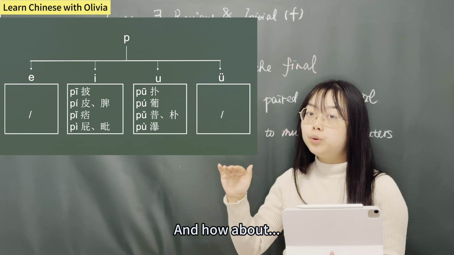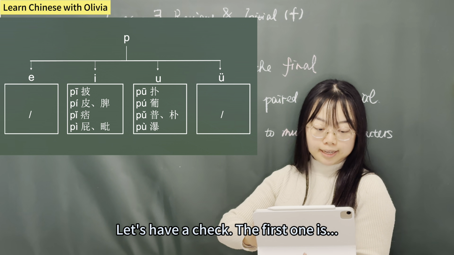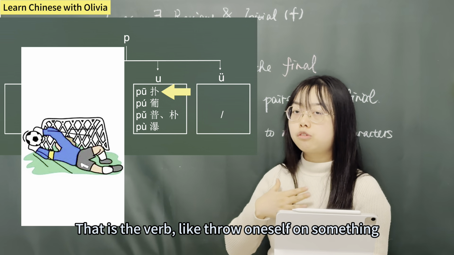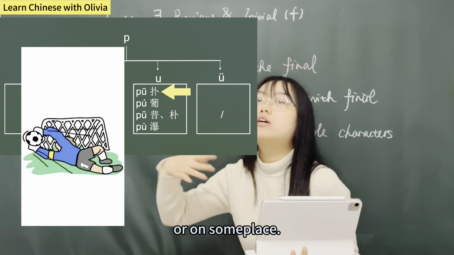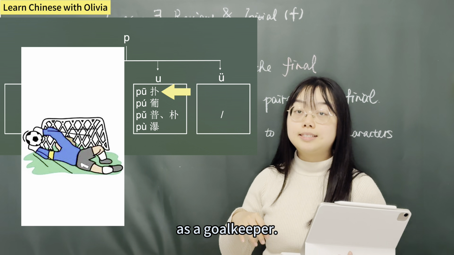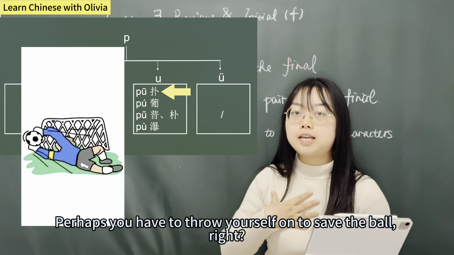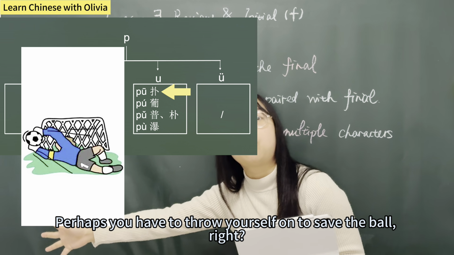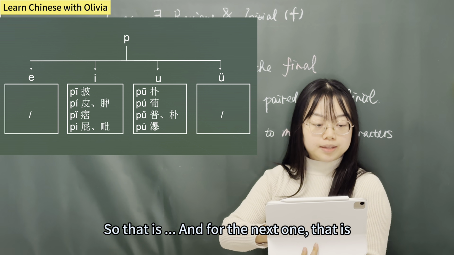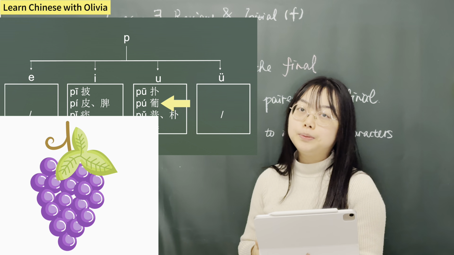And how about poo, poo, poo, poo? Let's have a check. The first one is poo. That is a verb, like throw oneself on something or on some place. Just imagine you are in the football match and you play as a goalkeeper. Perhaps you have to throw yourself on to save the ball, right? That is poo. And for the next one, that is poo. It's a fruit. 葡萄.